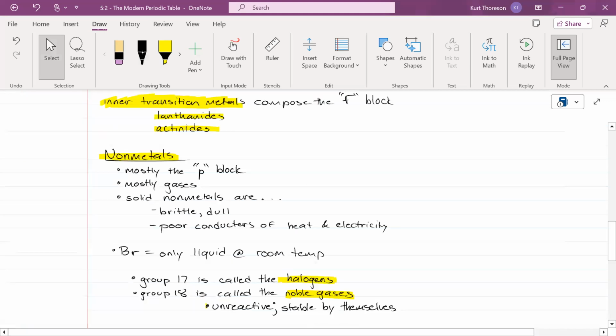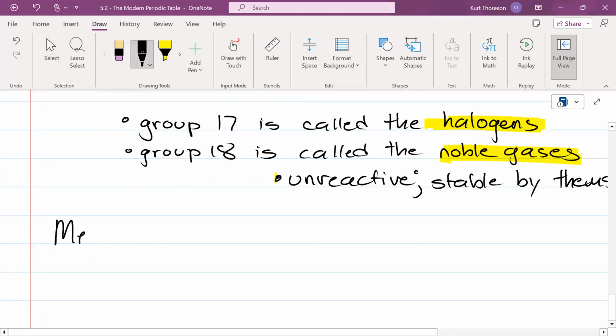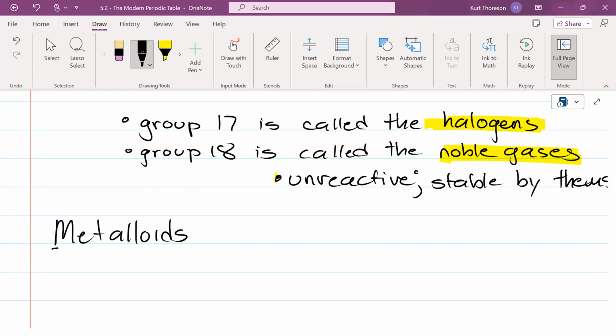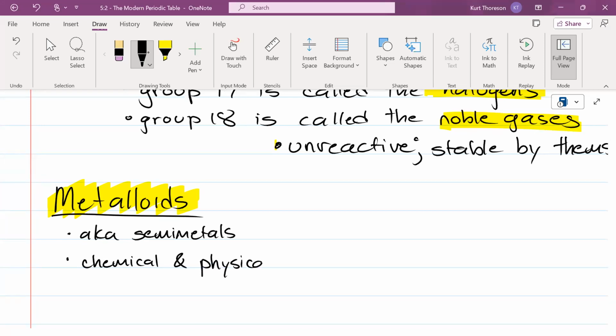All right. So there's one more type. We got metals. We got nonmetals. The last thing I need to teach you, and we'll be done for today, are metalloids. They're also known as, aka, semi-metals. They have chemical and physical properties of metals and nonmetals, and there's not a lot of them, so I think it's in your best interest to write these down. There's only 7.